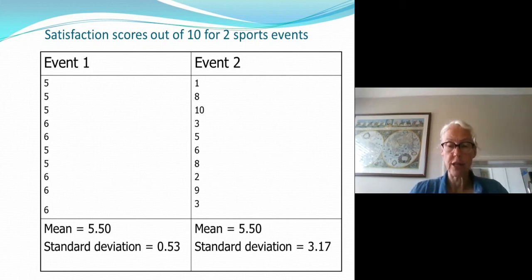If you see the standard deviation for these, you can see it's very different. So for event 1, the standard deviation is very small, okay, 0.53. Therefore we know that the data is very closely clustered around that mean score of 5.5. Whereas for event 2, the standard deviation is much bigger, it's 3.17, and therefore we know the data is very spread out. So it's useful to report that when you're reporting means.